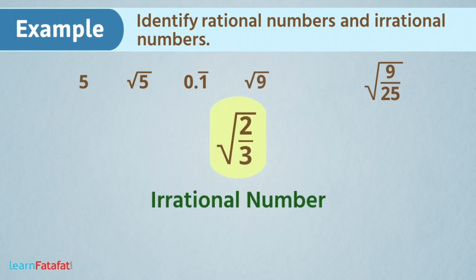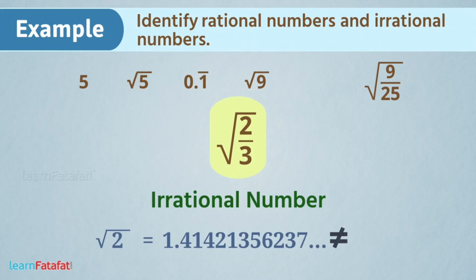Root 2 by 3 is irrational as we can't simplify root 2 to bring the given number in the ratio of integers.